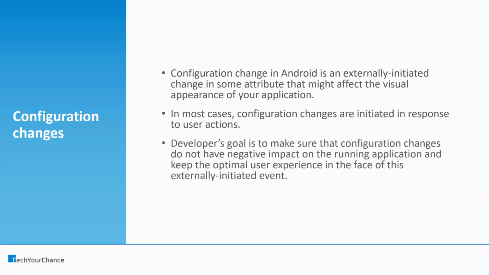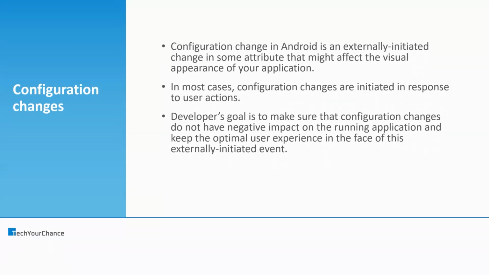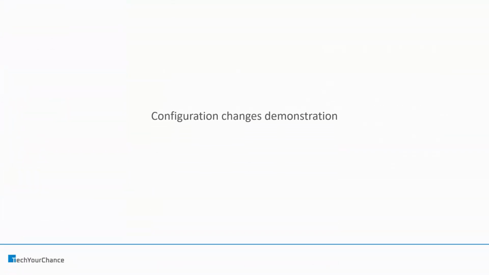And then our goal as developers when configuration changes occur is to make sure that they do not affect our application negatively, and we will see in this webinar several examples of what can go wrong. And then we also want to preserve hopefully optimal user experience when configuration changes do occur. So let's just jump right into it, and I want to show you what happens when configuration changes occur.